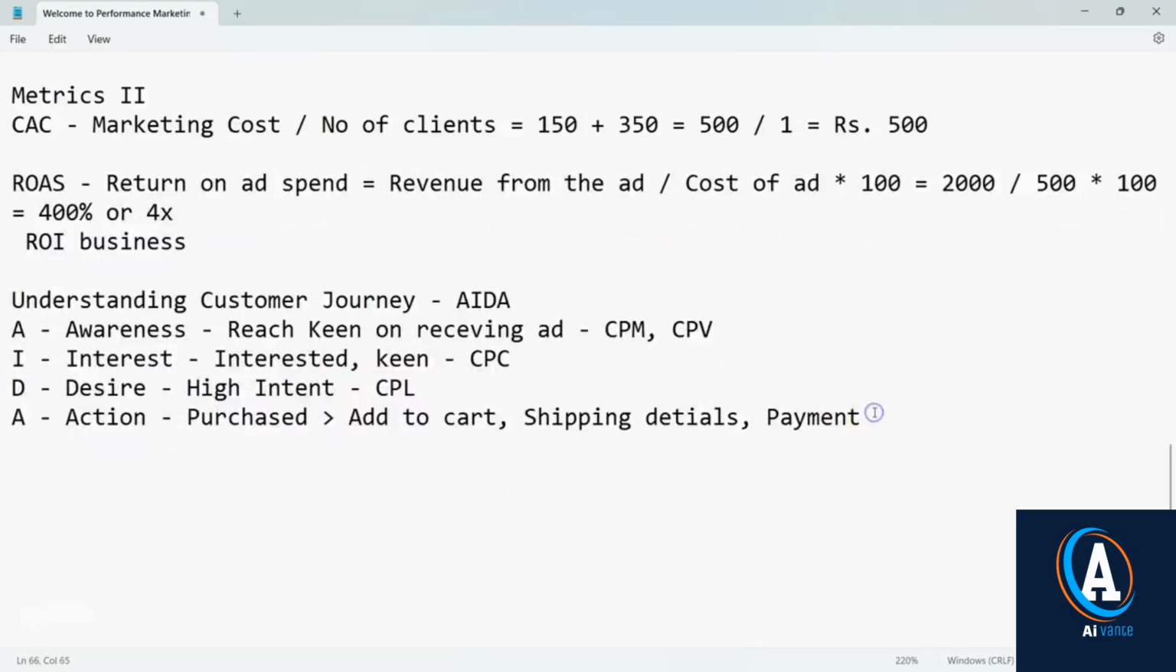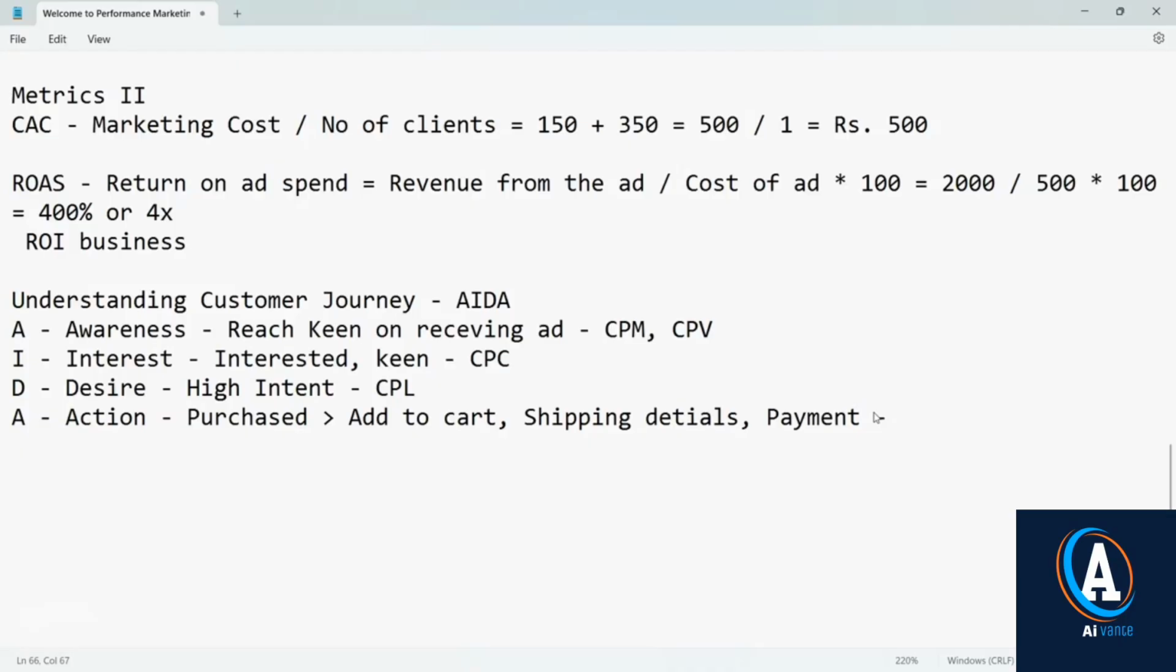They give us a lead. They fill a form, a simple form. I'm sure you must have done this with maybe seeing an interesting ad on Instagram. You must have swiped up and filled your form by giving your basic details. That is basically showing high intent.